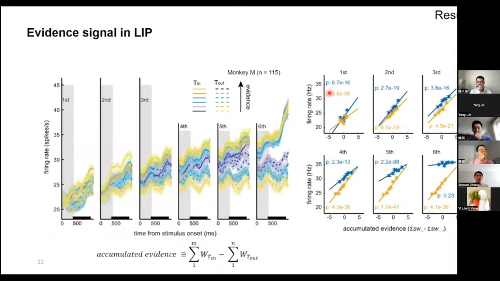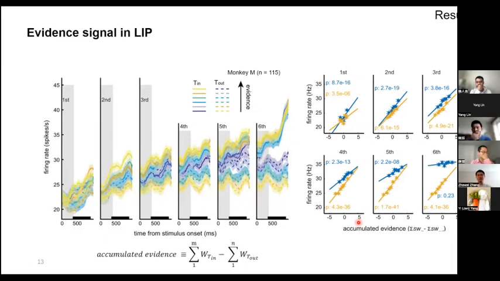For the neuron data, the first thing I did was test whether the LIP neurons I recorded encode the cumulative evidence, as they did in other studies. The average firing rate was sorted by the cumulative evidence in each epoch, and we can see a graded modulation of firing rates corresponding to the magnitude of the cumulative evidence. We further calculated the average firing rate in each epoch and plotted it as a function of the accumulated evidence.